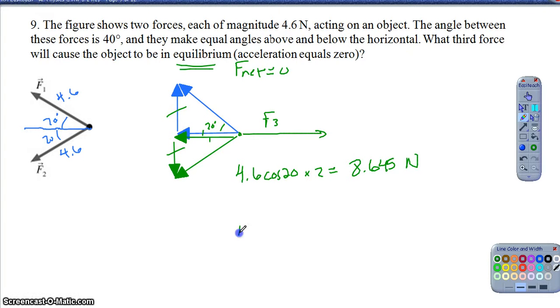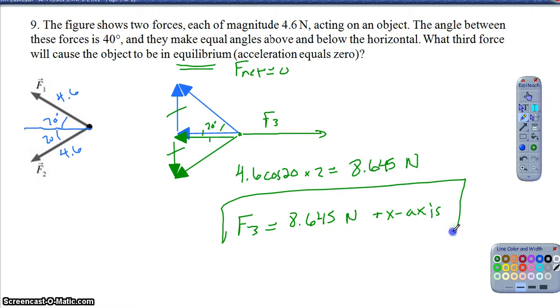So then what third force? Well, the third force would have to be 8.645 newtons going off along the positive x-axis. Okay, so along the positive x-axis would be my third force. But anyway, hopefully this one wasn't too bad. Now obviously you could always break this up into components, and hopefully you would just see that those two vertical pieces cancel out anyway. But anyway, not a terrible question to get.